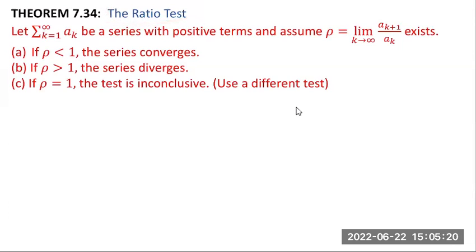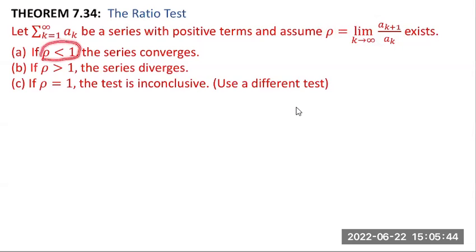Here is the statement of the theorem. Let the sum from k equals 1 to infinity of a_k be a series with positive terms and assume that rho is equal to the limit as k goes to infinity of a_k divided by a_(k+1) exists. We assume that this particular limit exists and we take that limit to be rho. Then here is the conclusion of the theorem.